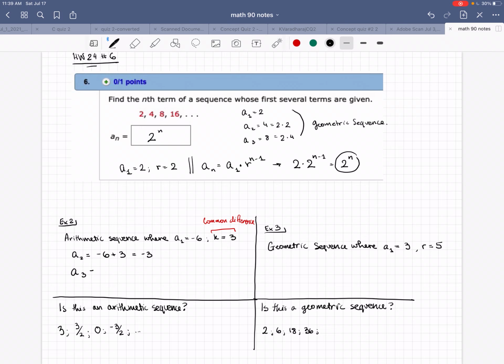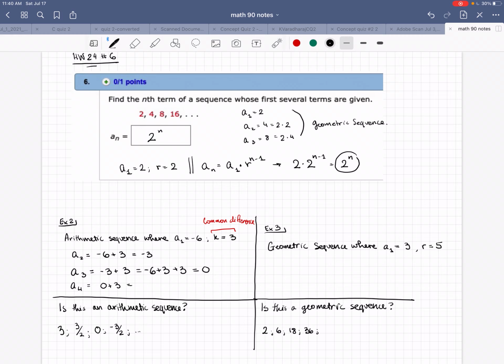A sub 3 is going to be -6 plus the common difference, which I want you to notice is the same as -6 plus the common difference plus the common difference again, right? So that'll take us to 0. And the reason that I wanted to make sure to write the third term in both of these ways is so that you saw, for example, when we go to write the fourth term, we can write this as 0 plus 3, right? That's the third term plus the common difference.